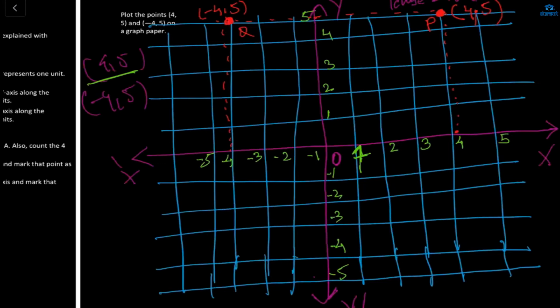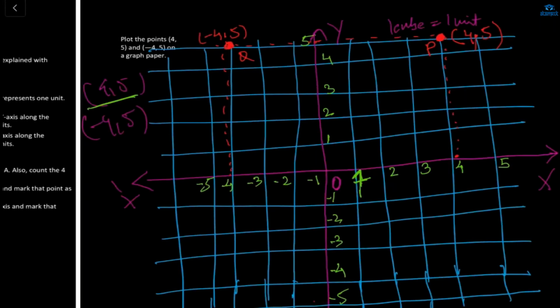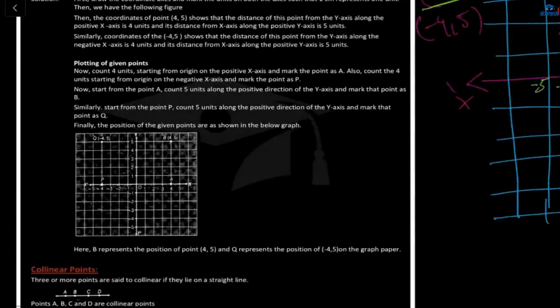So everybody understood how we plot a point on a graph paper? Any doubt? Because if you have understood this, you can solve this problem. Advika, Razi, Adham, Sharia, any doubt? No, ma'am. Okay, that's good. So now, one more thing.